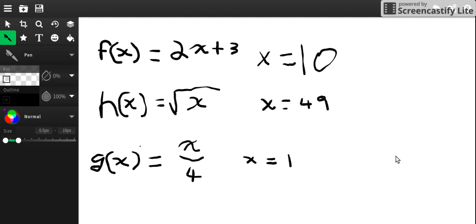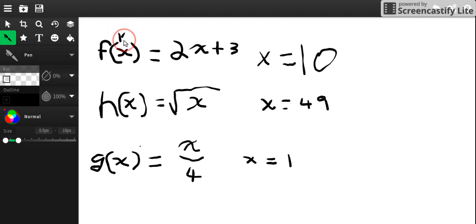So here's what we have as a function. f of x is equal to 2x plus 3. Now, when you're evaluating a function, you need to know what x is equal to, or else you can't evaluate it. In this case, x is equal to 10. And when you know what x is equal to, you replace wherever x is. So over here, we can replace x with 10.